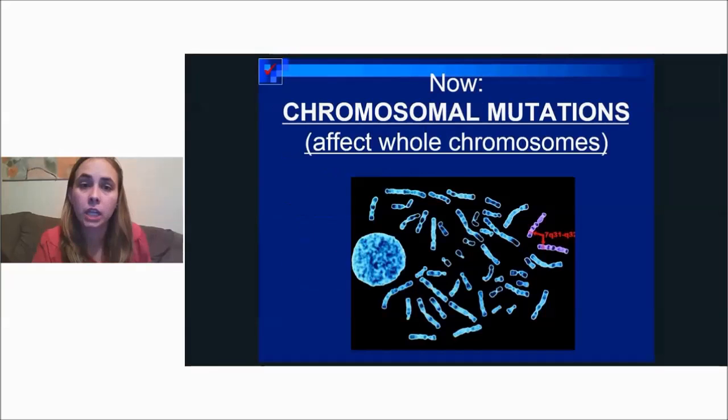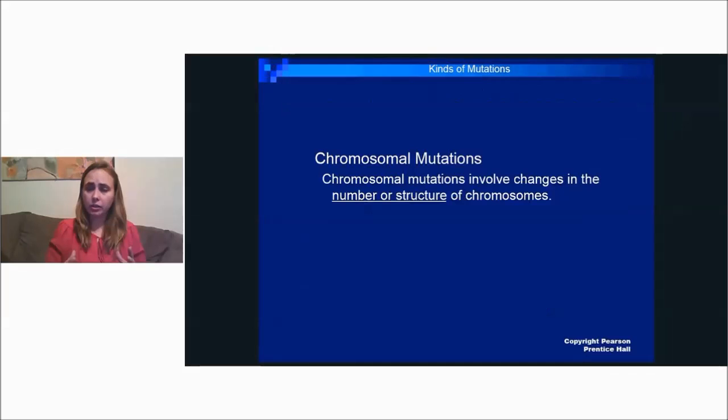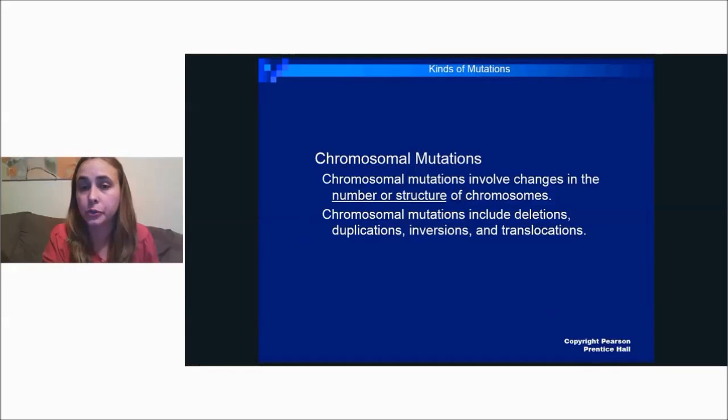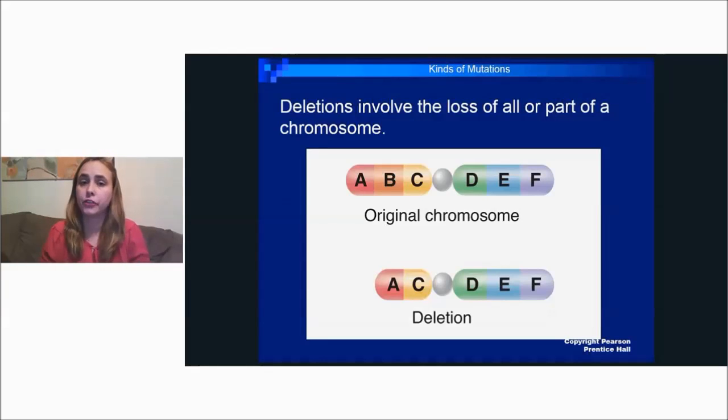beyond that point. Chromosomal mutations are different than point mutations in that they impact the entire chromosome. A chunk of a chromosome is changed, which could be hundreds, if not thousands, of nucleotides large. So the chromosomal mutations involve changes in the number or structure of chromosomes, and they include deletions, duplications, inversions, and translocations. This is a picture of a deletion.